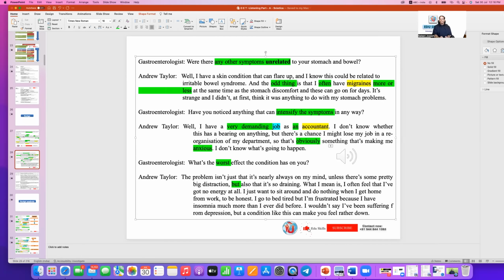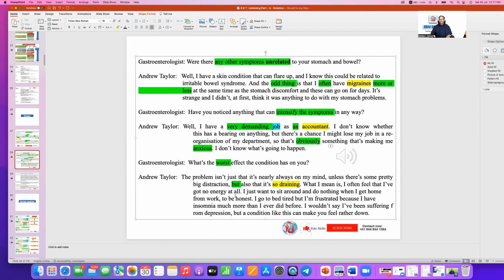The problem isn't just that it is nearly always on my mind. It means it is not in my mind always. Okay, unless there is some pretty big distraction. But contrast is there. As I said, when there is a contrast, what comes after the contrast will be important. Normally the answer will be after the contrast, but also that is so draining. Is that the answer? Synonym of the answer. What was the answer? No energy.